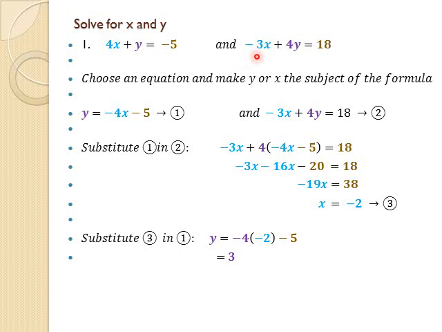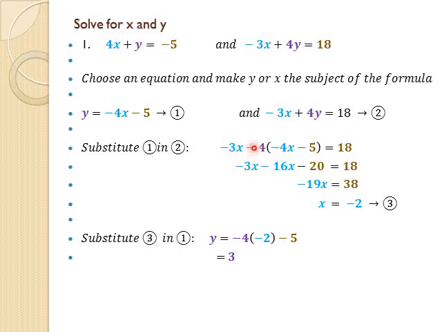Right? Now in this equation, you see I have 4y. So in my second equation, minus 3x plus 4y equal 18, in the place of y, I'm going to place minus 4x minus 5. Right, so you see where the y went. So now that whole equation only contains x's. Do you see there? So minus 3x plus 4 times minus 4x minus 5 equal 18.